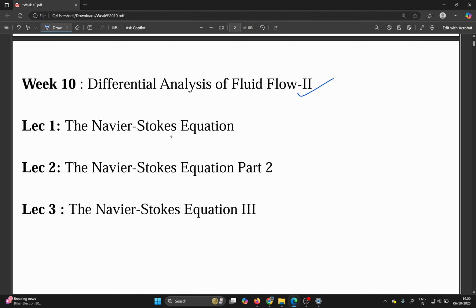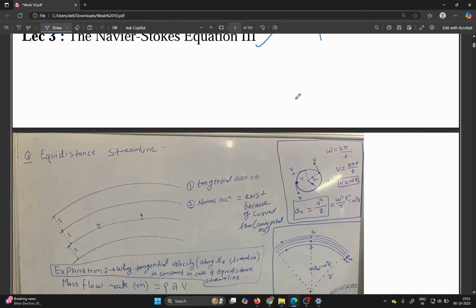Here we'll discuss the Navier-Stokes equation, part 2 and part 3. The Navier-Stokes equation is very important in fluid mechanics, or fluid flow you can say. That's why we will focus more on the Navier-Stokes equation concept in week 10.